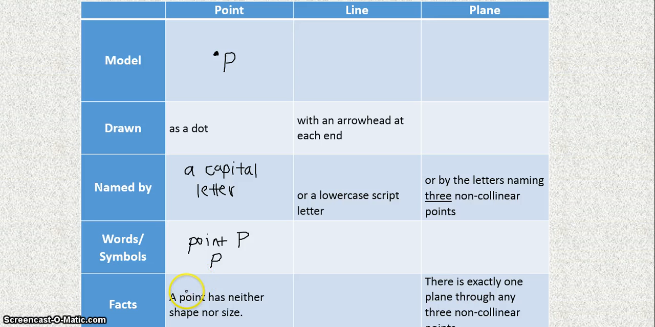A point has neither shape nor size. It doesn't actually exist right there as something you can see. It's just holding a place.